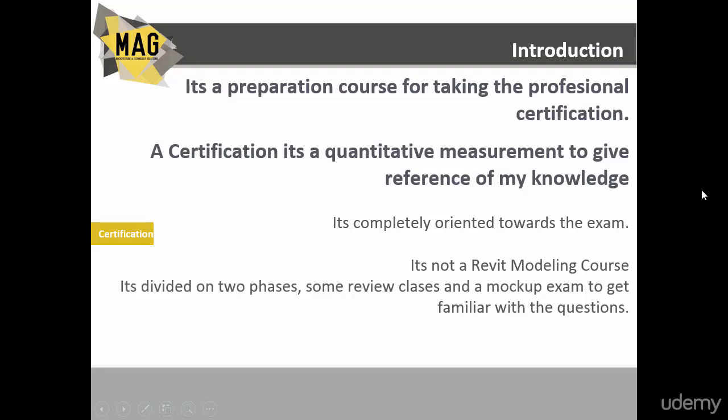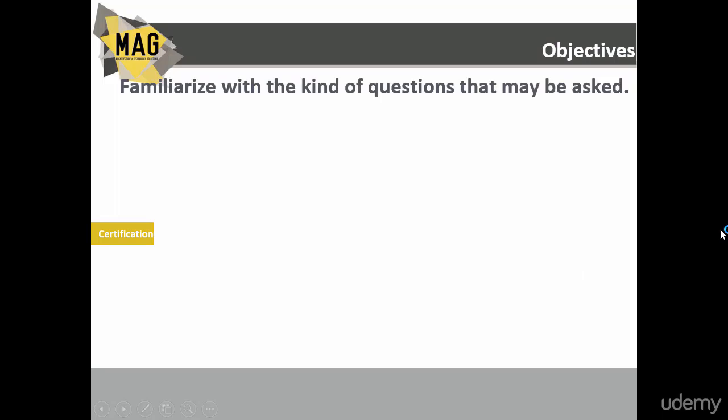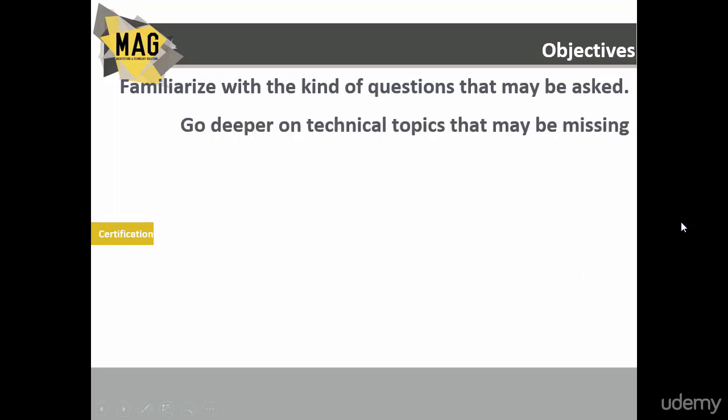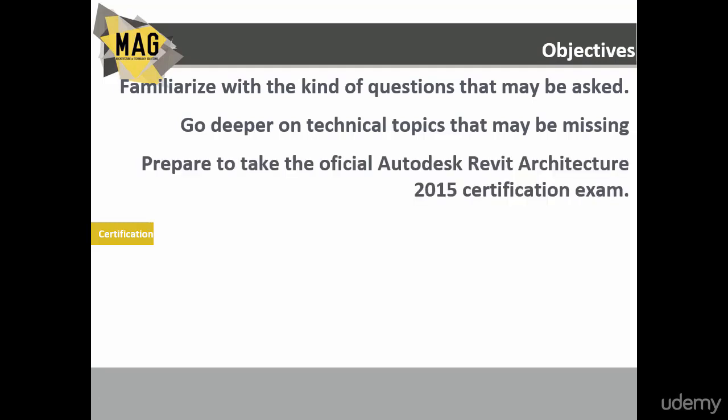It's divided into two phases: some review classes and a mock-up exam to get you familiar with the questions. The main objectives of this course are to familiarize you with the kind of questions that you may be asked, to go deeper on technical topics that may be missing, and to prepare to take the official Autodesk Revit Architecture 2015 certification exams. All the questions are multiple answer, even though on the exams you may have open questions, match columns, select an image, etc.